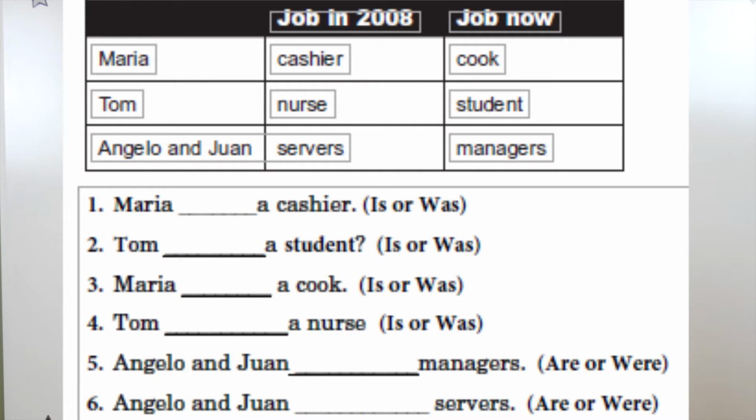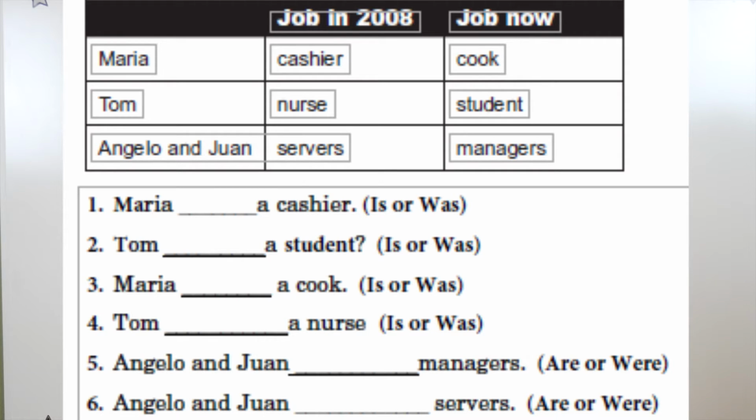Let's take a look. Here you see Maria, Tom, Angelo, and Juan. You see what their job was in 2008 and what their job is now. Take a look at this chart and answer those 6 questions using either is, was, are, or were. You might want to pause this video, then write your answers, and then I will show you the correct answers.